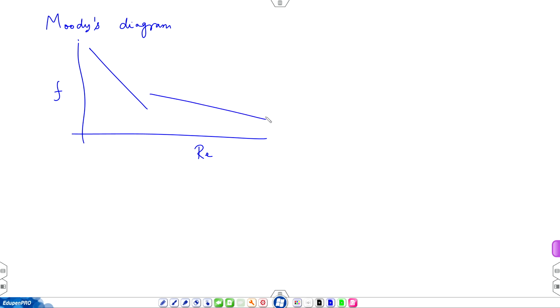So, this is what we had. This is about RE equal to 2000, and this branch is 64 over RE. So, you can go back to your room or go outside after the class, not now, and confirm that the initial branch is 64 over RE.